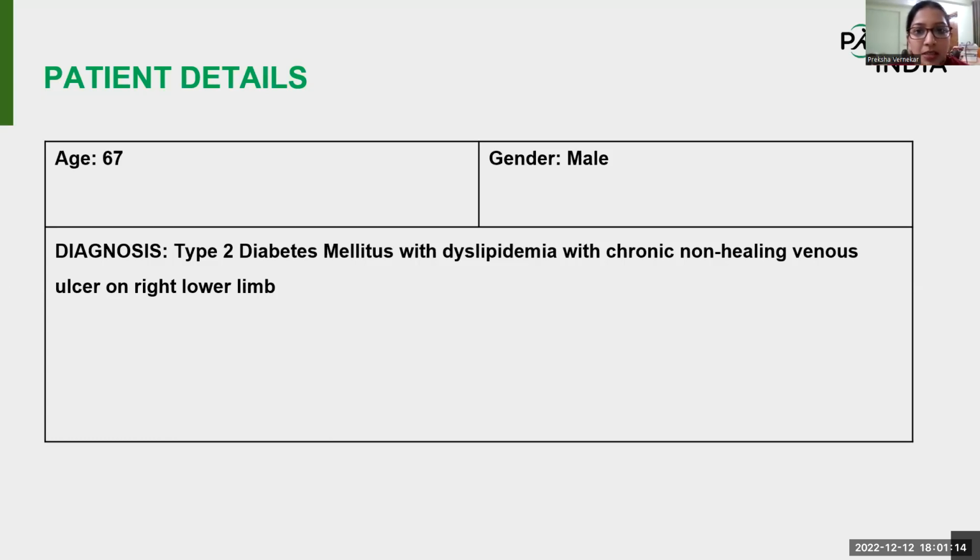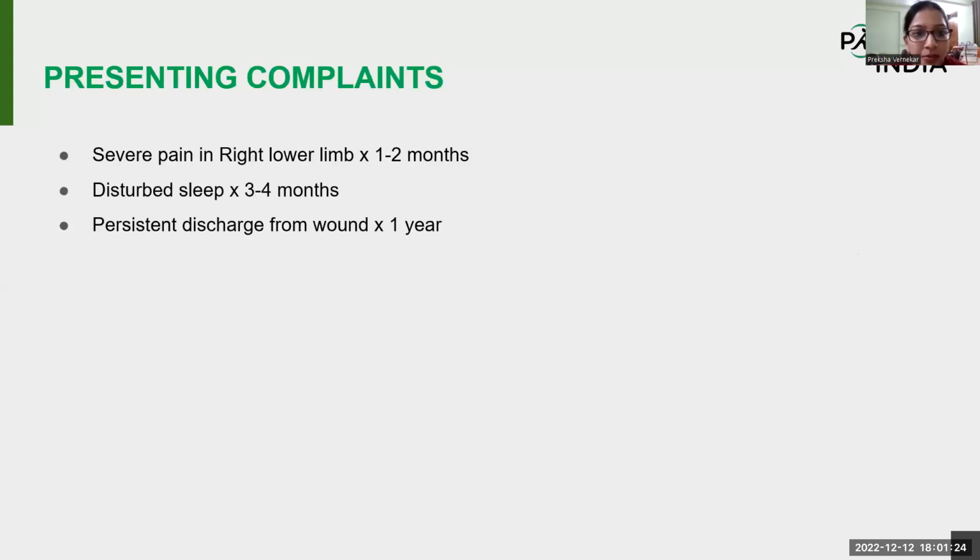My patient is a 67-year-old male. The diagnosis is type 2 diabetes mellitus with dyslipidemia with a chronic non-healing venous ulcer on the right lower limb. The presenting complaints are severe pain in the right lower limb since 1 to 2 months, disturbed sleep since 3 to 4 months, and persistent discharge from the wound since 1 year.